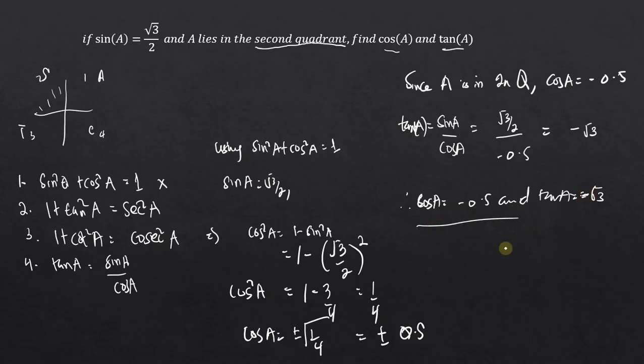So this is just one method of solving it. Let's use the second method. So let me write the second method of solving it. We are given that sine A is equal to square root of 3 over 2, and that the angle lies in the second quadrant, right? The angle lies in the second quadrant.